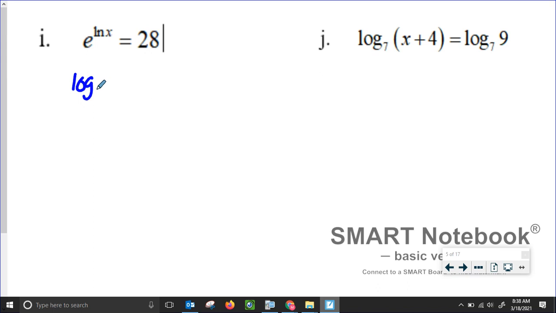So we would say log base e of 28 is equal to ln of x. Well, log base e is just ln, right? So if ln of 28 is equal to ln of x, this is another one of those properties that we talked about. If ln of x is equal to ln of y, then x must equal y. Obviously, in order for these two things to be exactly the same, x has to be 28.